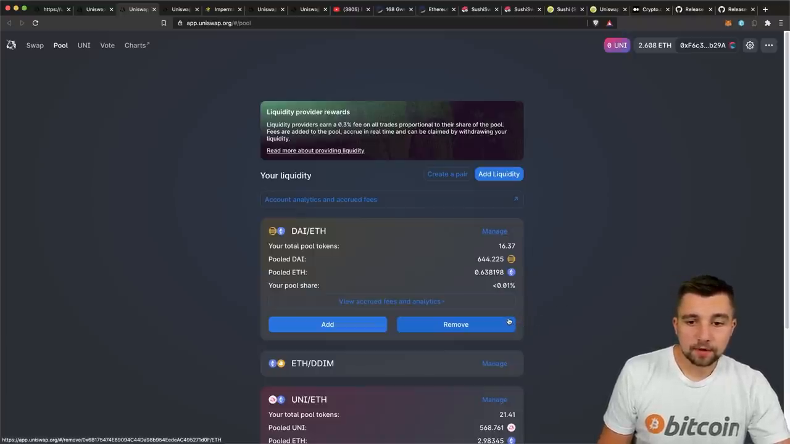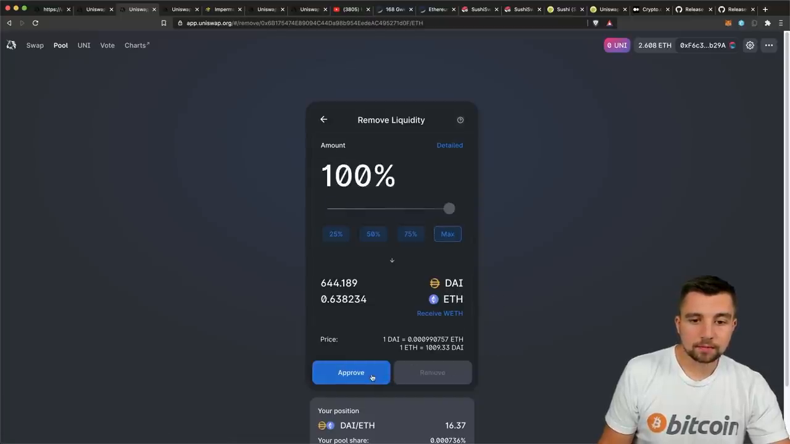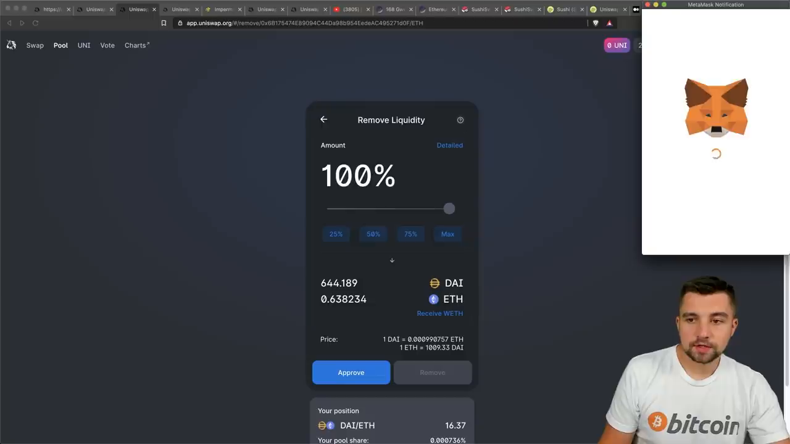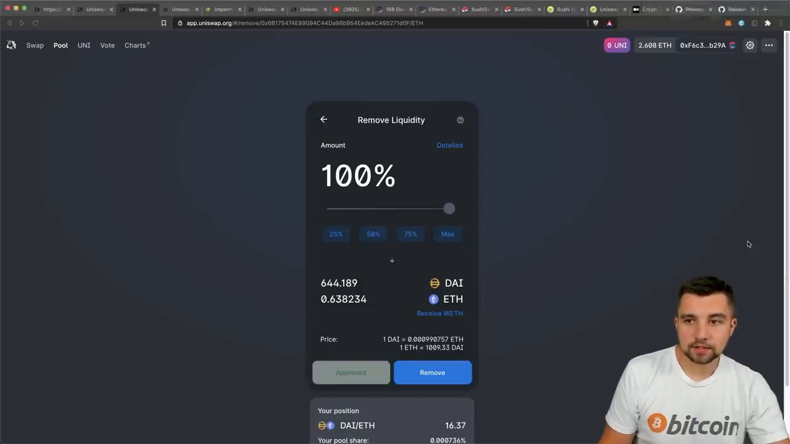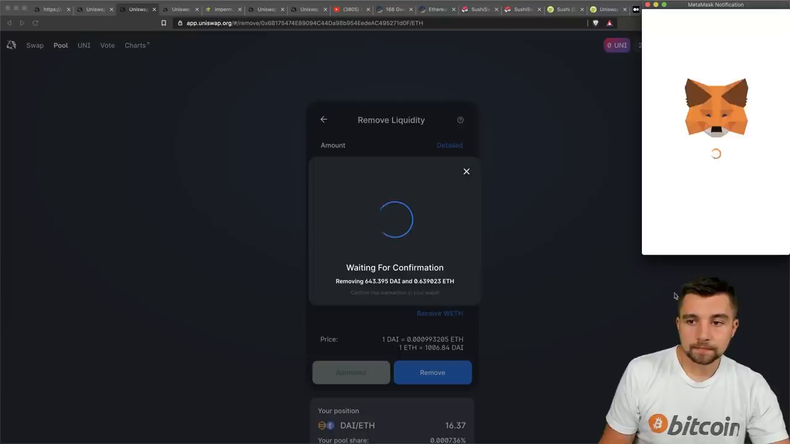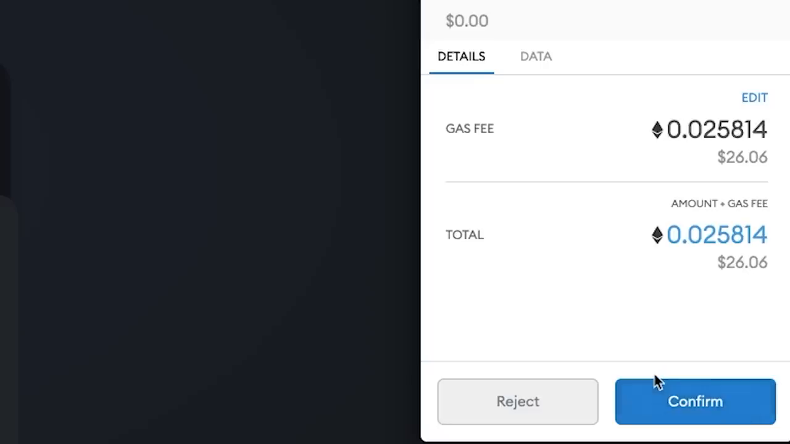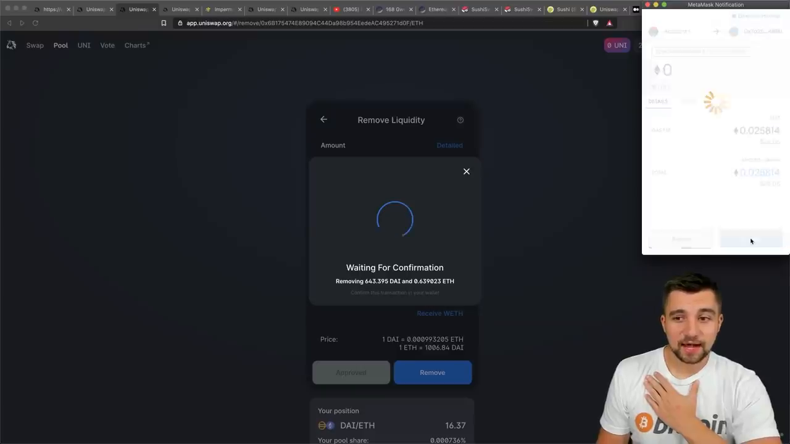So, for example, I'm sick of suffering impermanent loss on my DAI ETH pair. So I'm going to go ahead and remove that from the liquidity pool here. To do this, I have to approve the transaction, so I'm going to need to sign this. And then after I do that, I can go ahead and confirm the removal. I'll be receiving 644 DAI and 0.639 Ethereum.